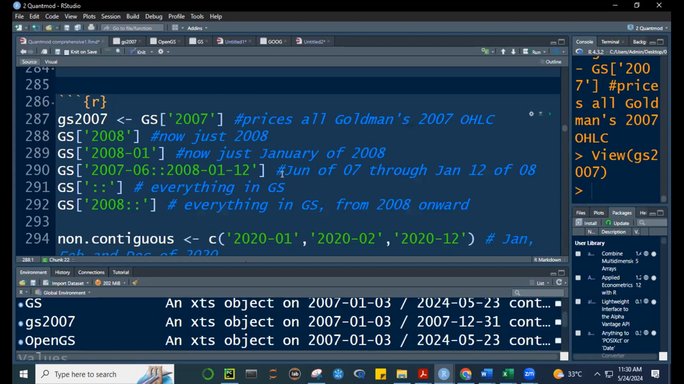So you can subset the period that you want. For example, this one is from June 2007 up to January 12, 2008. Or this one is everything from 2008 up to the last date.